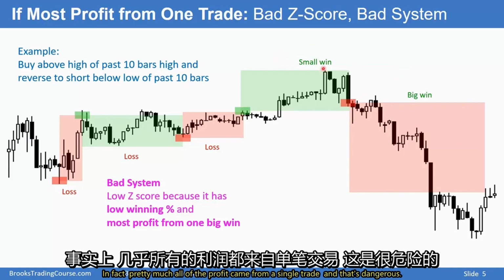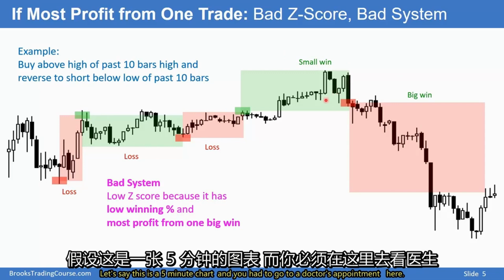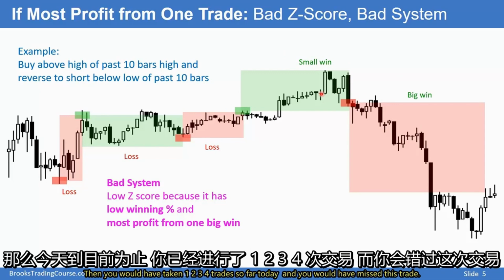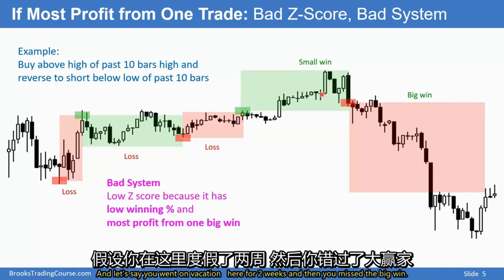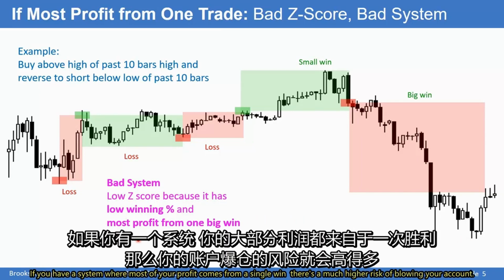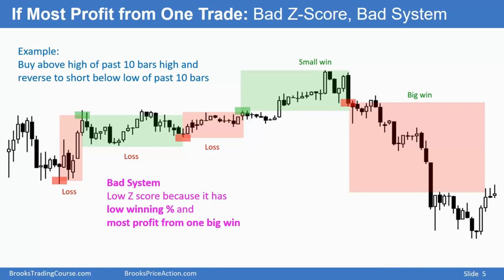And that's dangerous. Let's say this is a 5-minute chart, and you had to go to a doctor's appointment right here. Then you would have taken 1, 2, 3, 4 trades so far today, and you would have missed this trade. Let's say it's a daily chart, and you're taking all these trades and you're losing, and you're hoping for this big win. And let's say you went on vacation right here for 2 weeks, and then you missed the big win. That's a big problem if you have a system where most of your profit comes from a single win. There's a much higher risk of blowing your account.